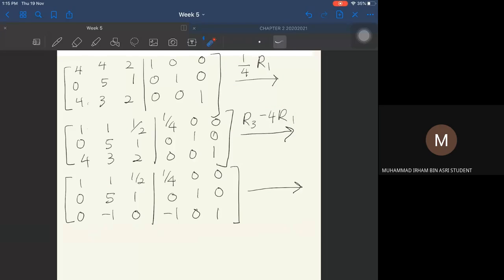So the next step kita nak jadikan sini 1. Macam mana kita nak jadikan sini 1? Boleh tak saya interchange row 1 dengan row 2? Boleh tak saya interchange row 1 dengan row 2?